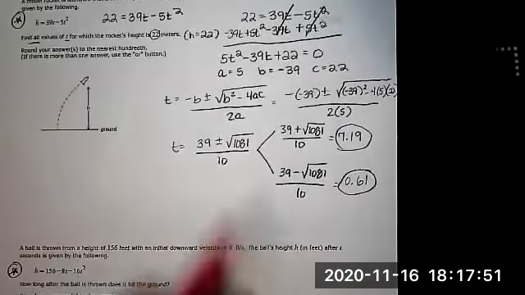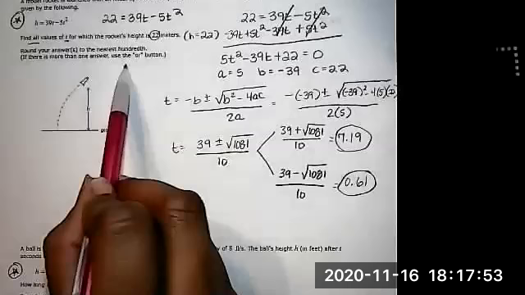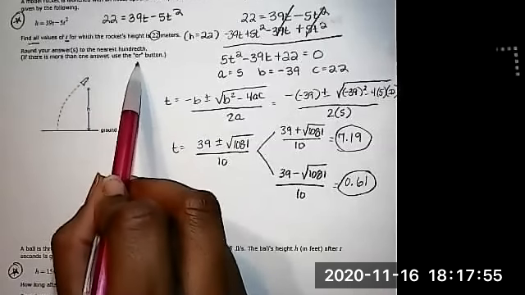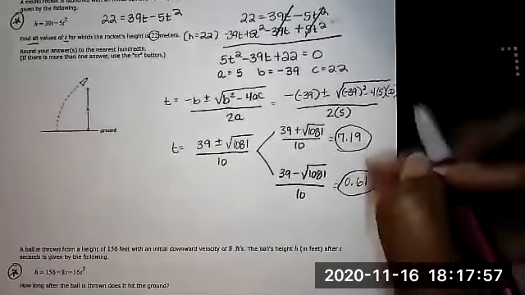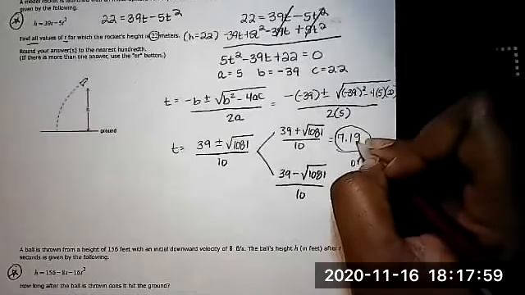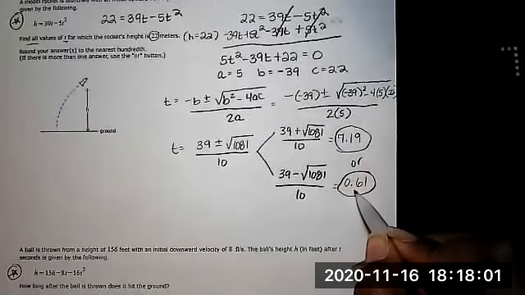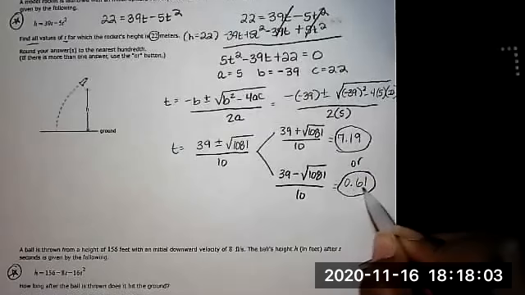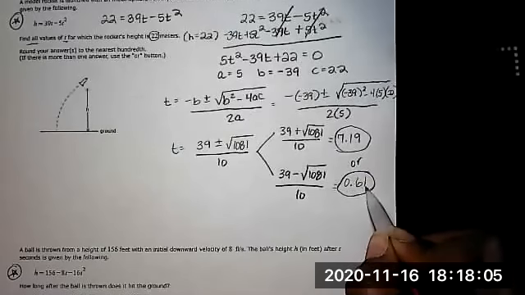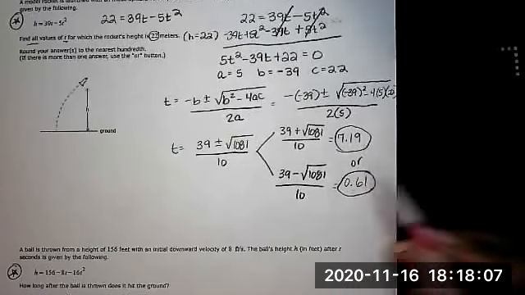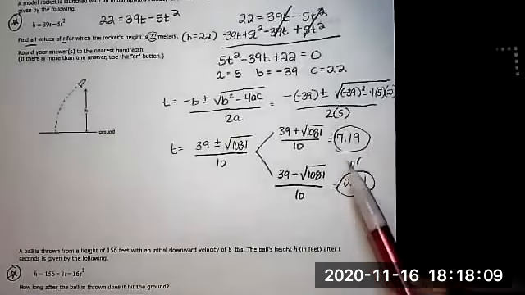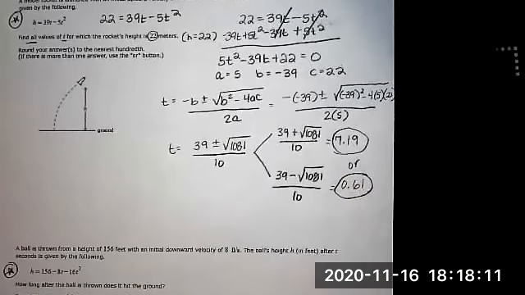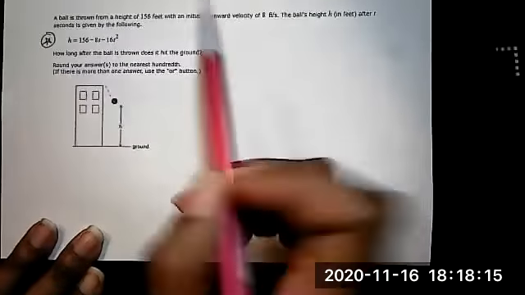Okay, so it says if there's more than one answer, use the OR button. So your answer is 7.19 or 0.61. All right, so these are both your answers because they both came out to be positive. And like the last one, if one was negative, we have to get rid of it. Okay, let's do this one.